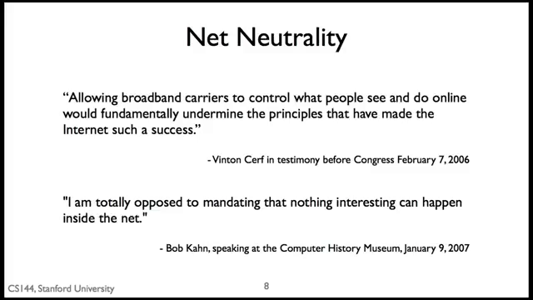But of course, people don't completely agree about this. There are some people who are strongly in favor of net neutrality. Here are two of the pioneers of the internet, Vint Cerf and Bob Kahn. Vint Cerf, testifying before Congress, basically said that allowing these broadband carriers to control what people see and do online, that is, to control their packets and make some packets faster or slower, undermines the basic principles of the internet. In contrast, Bob Kahn says that he's totally opposed to mandating that nothing interesting can happen inside the network.